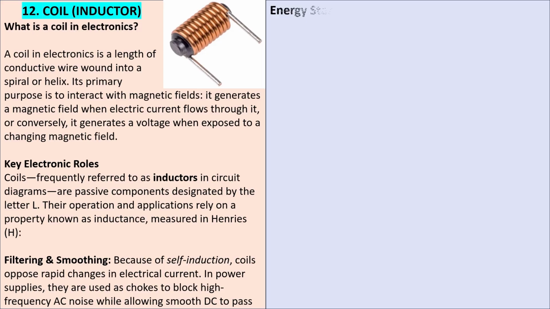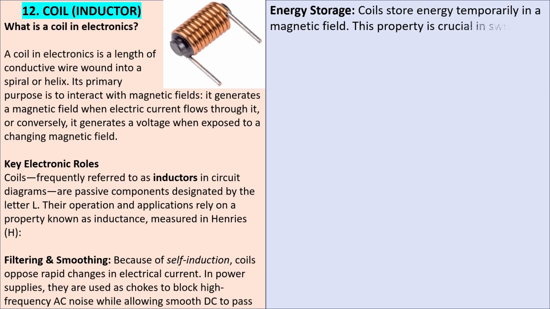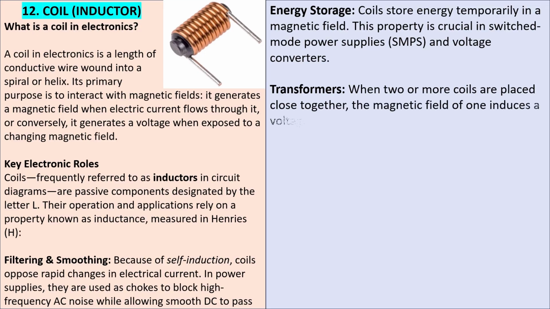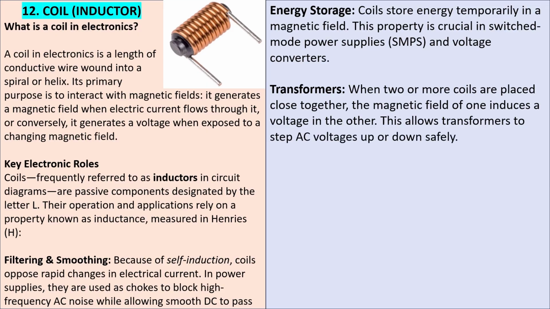Filtering and smoothing. Because of self-induction, coils oppose rapid changes in electrical current in power supplies. They are used as chokes to block high-frequency AC noise while allowing smooth DC to pass. Energy storage. Coils store energy temporarily in a magnetic field. This property is crucial in switched mode power supplies, SMPS, and voltage converters.